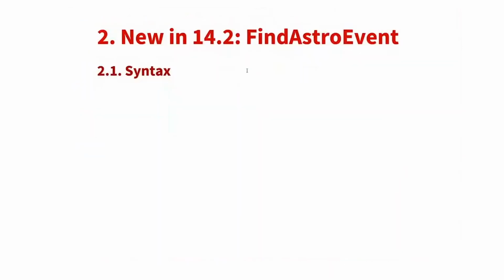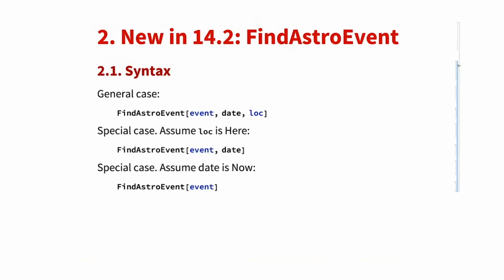Now, let's look at the new function that will be introduced in 14.2, which is find astro event. This is a lot more powerful. It can compute many more types of events. So here we have, again, the type of event, the date we are interested in, and the location we are observing from, again, with some shortcuts.